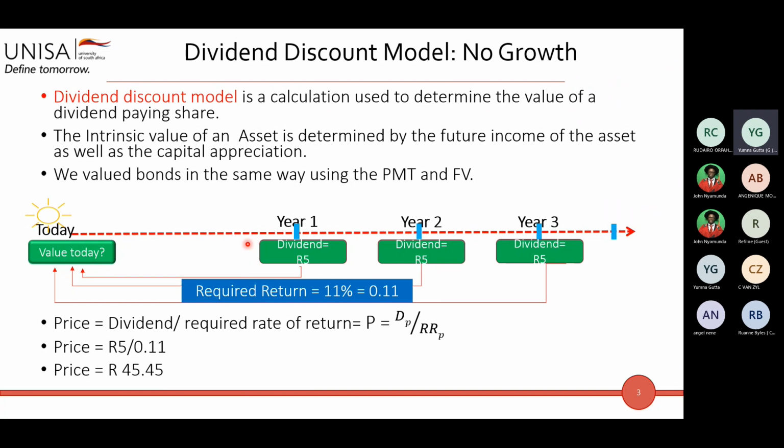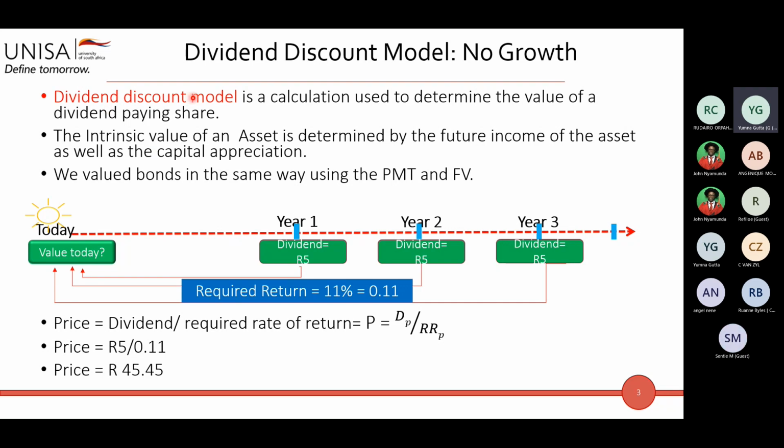Shares don't do interest payments. What they do is they pay dividends. So we'll be using the dividend discount model to value shares, right? It's a calculation used to determine the value of a paying share. The intrinsic value of an asset is determined by the future income of the asset as well as the capital appreciation, right? So you take the price into account as well as your income. That's how we get the intrinsic value of any asset.